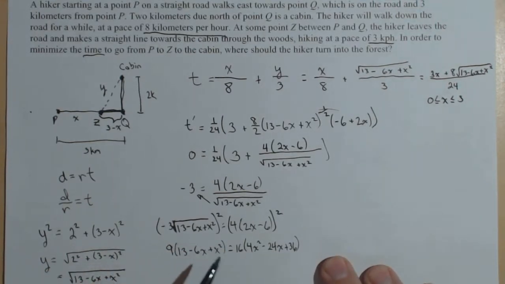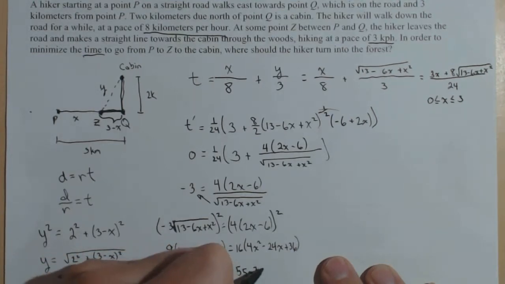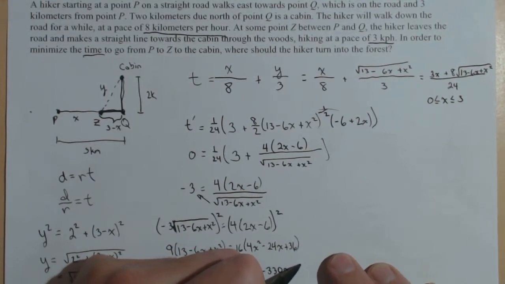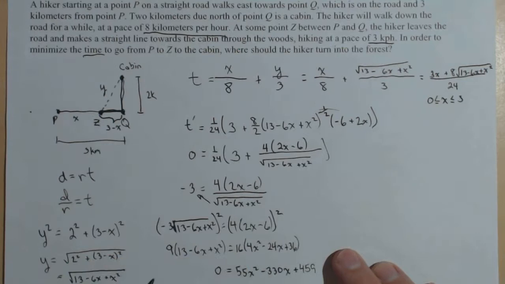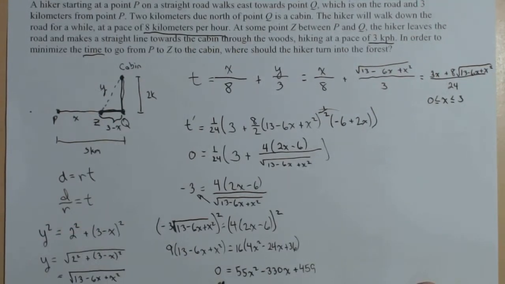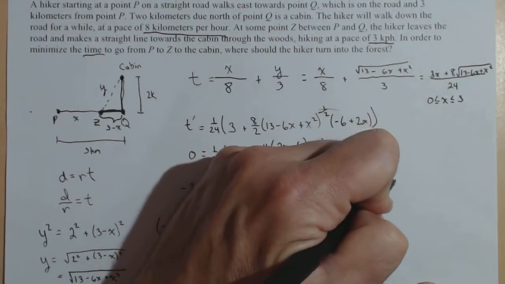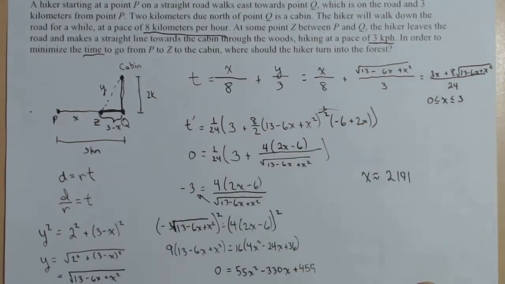Okay. For time's sake, I'm going to combine a couple of steps. I've got a quadratic here. I need to get this quadratic equal to 0, so I'm distributing everything and combining all the like terms. You're going to get 55x squared minus 330x plus 459. All right, and in solving this with the quadratic formula, I get x is, I'm going to give it as a decimal, roughly about 2.191.